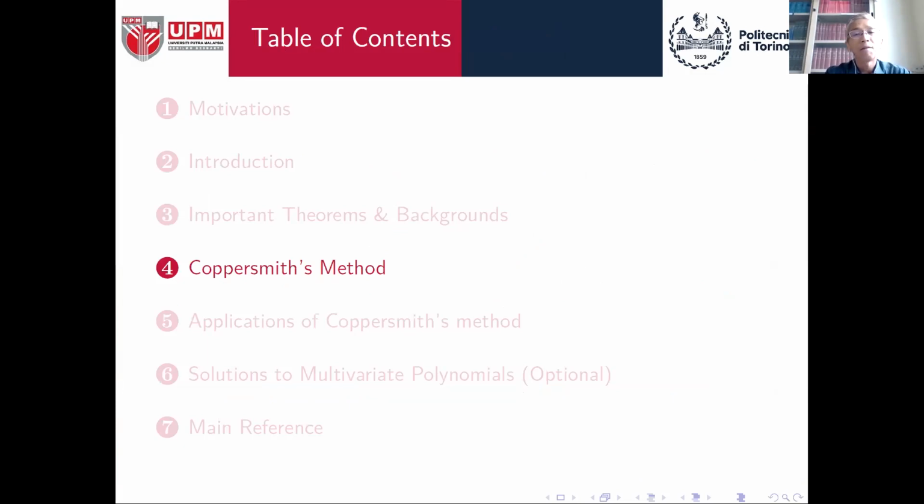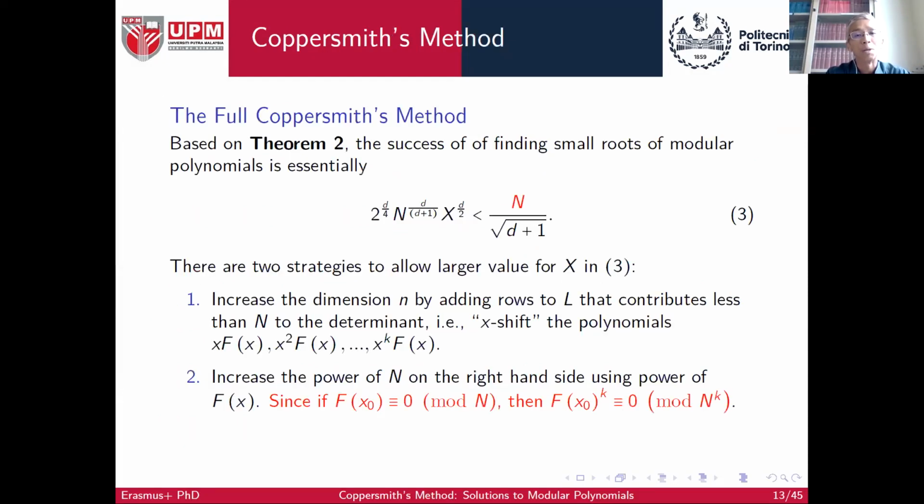Okay, after having those two theorems and definitions, now we can move into the full Coppersmith method. Considering Theorem 2 just now, the success of finding the small root of the modular polynomial is essentially this. So this is from the full Coppersmith method.